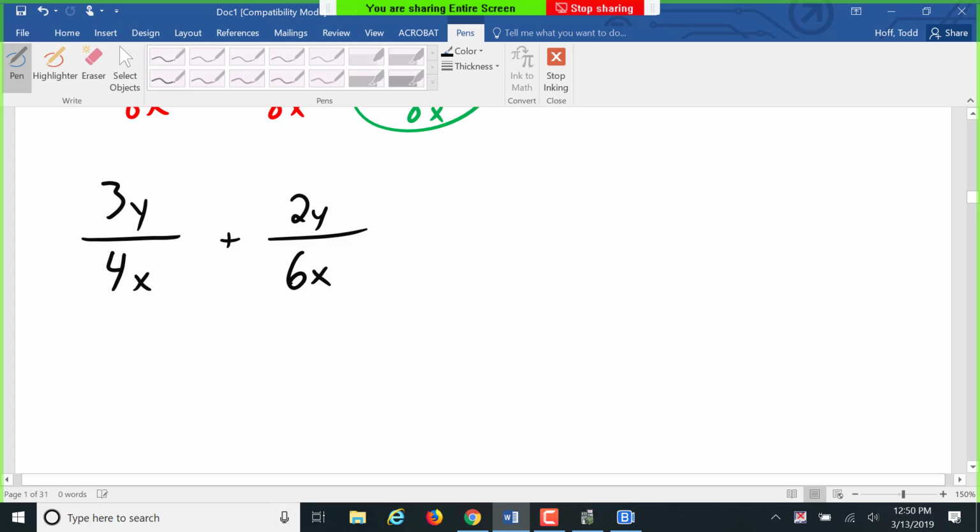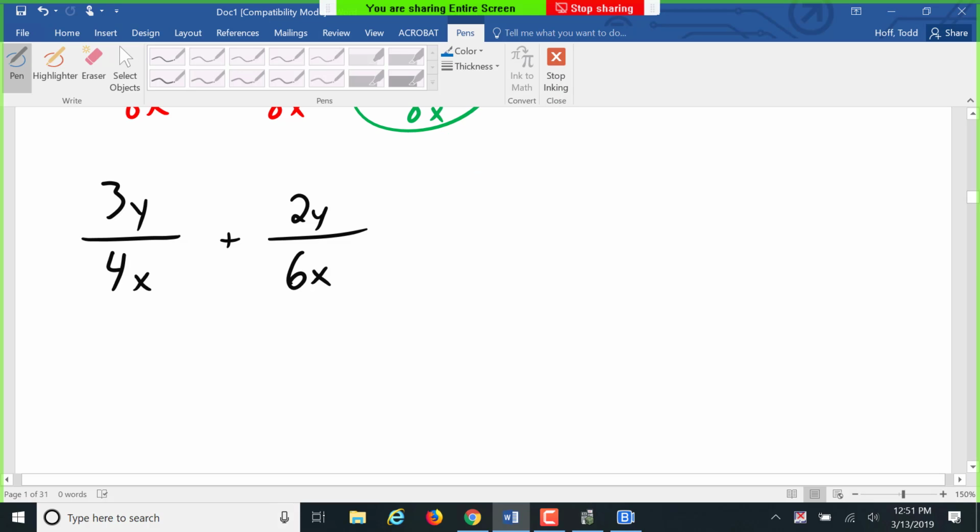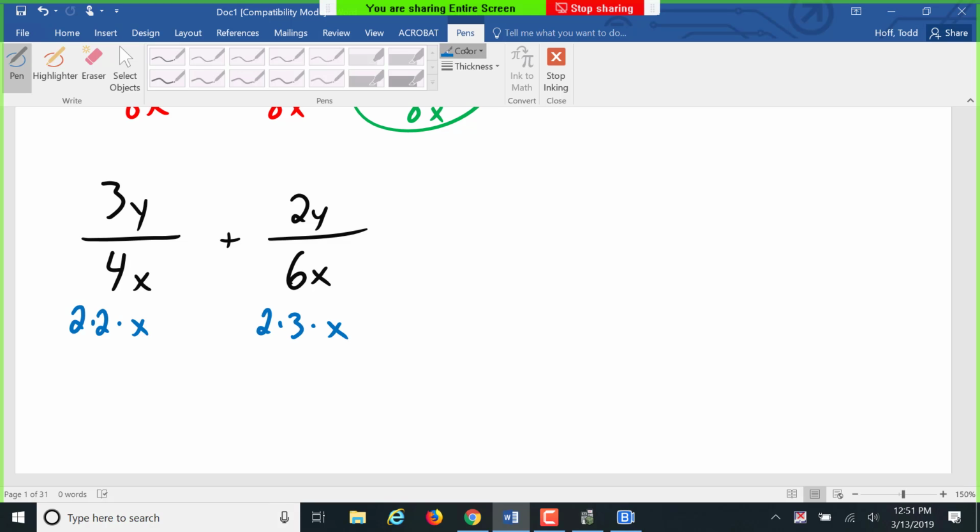Something like this isn't quite as simple. I have 3y over 4x plus 2y over 6x. Again, I can find those common denominators by factoring. What I'm going to do is factor right down here. 4 is 2 times 2, then we have the x. 6 is 2 times 3, and then we have the x. So what we're concerned about is what's different. I'm just going to cross off what's the same. They both have a 2, so I can cross off a 2. They both have an x. I can cross off an x. What's left over tells us what we need in order to find a common denominator.